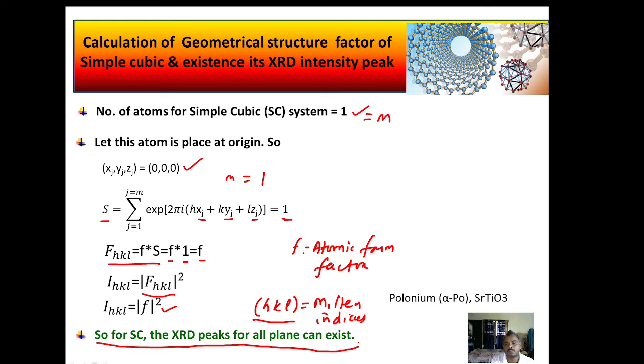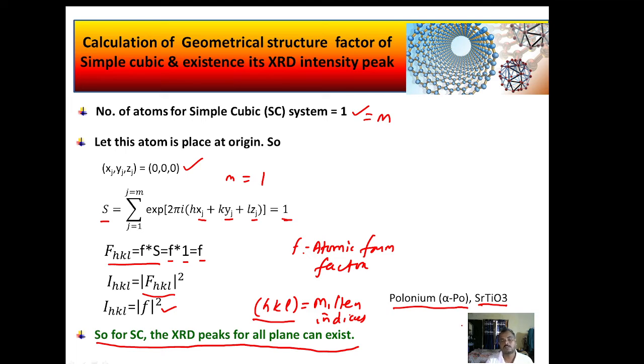Now one example that shows the simple cubic structure is polonium. This is the only natural crystal known which exists in the simple cubic system. Some artificially prepared materials like strontium titanate can also give simple cubic structures. For the simple cubic system the packing density is very low, the coordination number is also low, and in solids you mostly need denser structures.